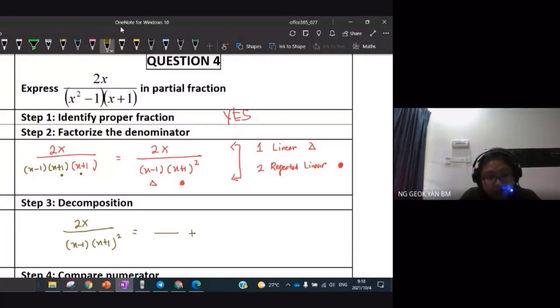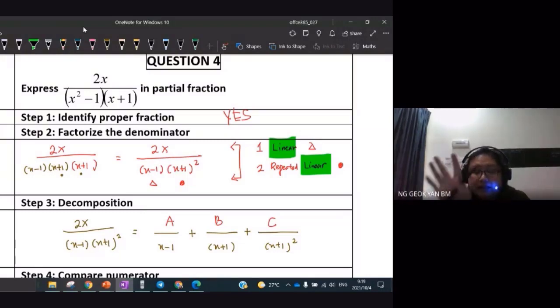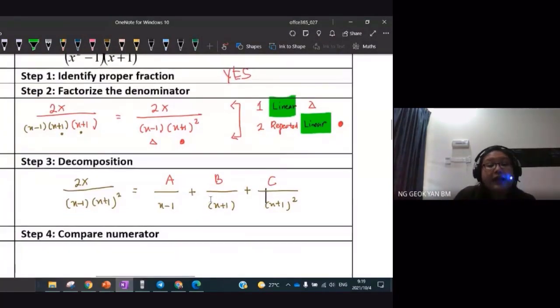So there are 3 fractions right now. Okay, first, linear. Okay, second and third belongs to the repeated. X plus 1 repeat for first time. X plus 1 repeat for second time. So they are still linear. No matter how, they are still linear. Therefore, the numerator will be only constant A followed by B and followed by C. Okay, asalkan tak ada QCBF, quadratic cannot be factorized, automatic atas mesti hanya constant number dalam sebutan unknown.